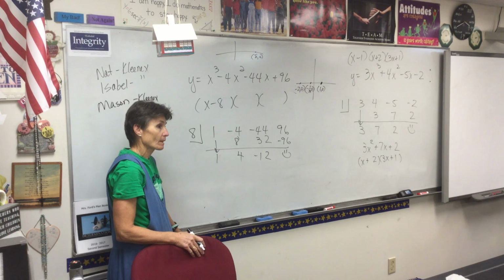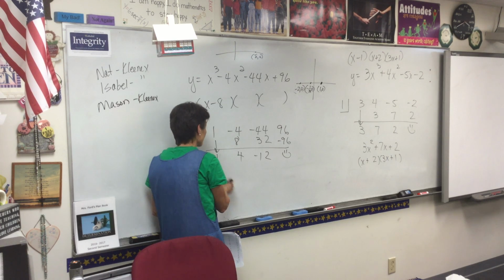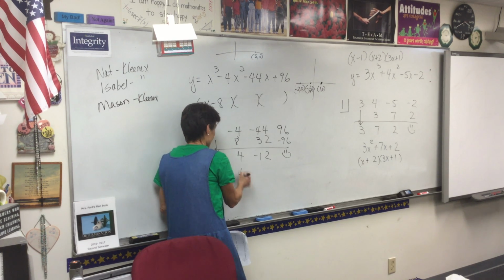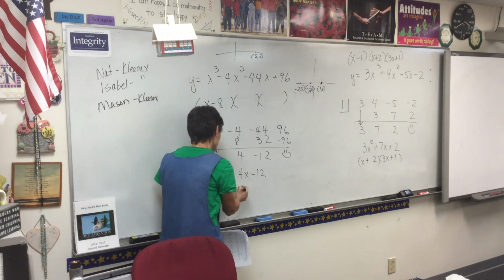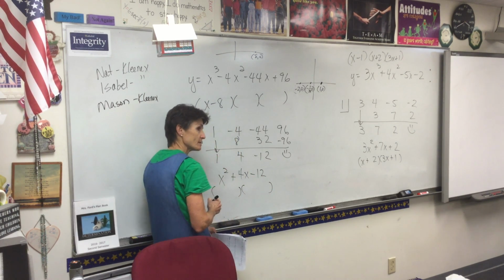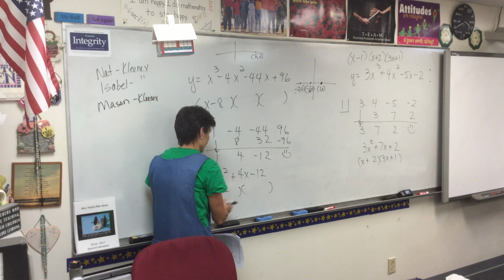You put the 1, 4, and -12 into an equation. So what would it be? 1x squared plus 4x minus 12. Perfect. And then what do I do with that? Factor. Yep. Do you see how that one factors by any chance? x minus 3.